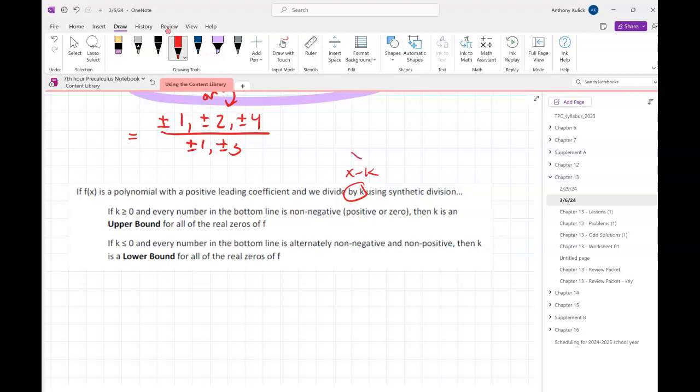If that k, so x equals k, is positive, and every number on the bottom line of your synthetic division problem is non-negative, then k is an upper bound for all of the real zeros of f. And if k was a negative value, and every number in the bottom line alternates between non-negative and non-positive, then k is a lower bound for all the zeros of f.